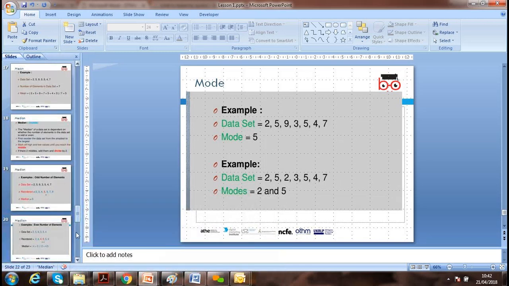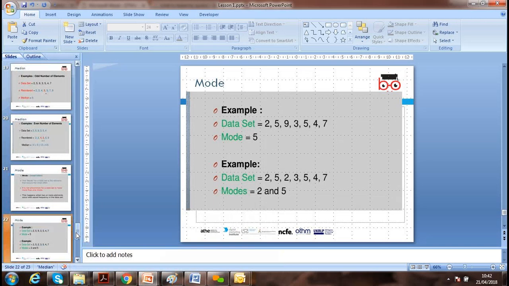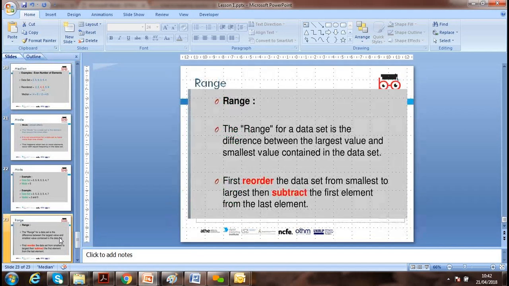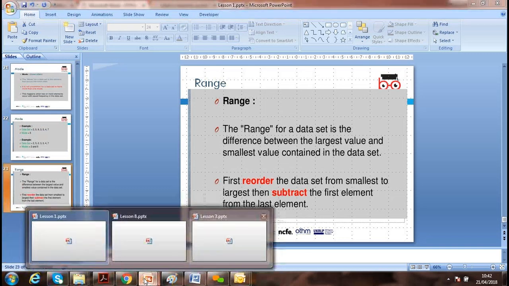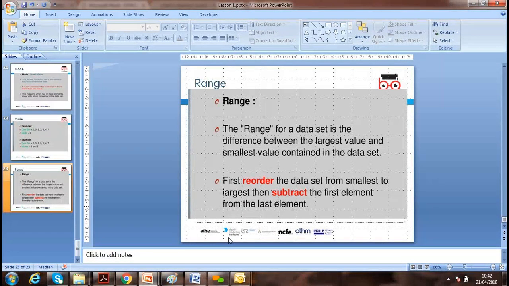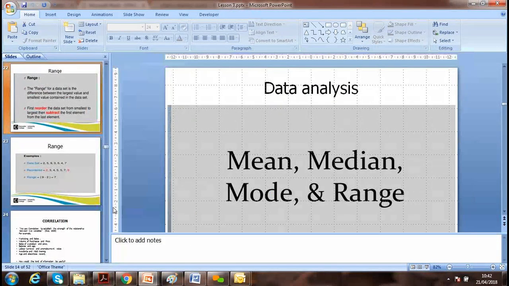Okay, well then, next we have range. Range for the data set is the difference between the largest value and the smallest value contained in the data set. First, reorder the data set from the smallest to the largest, and then subtract the first element from the last element. So we can find the range as well. Any questions? No.